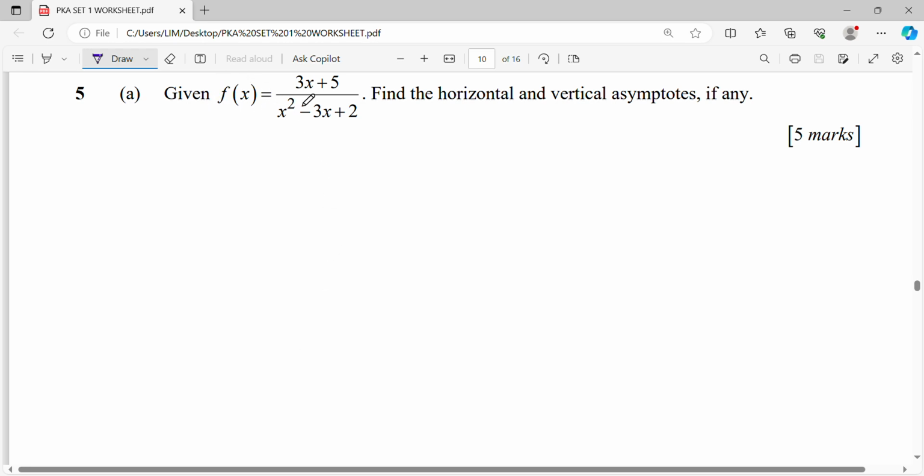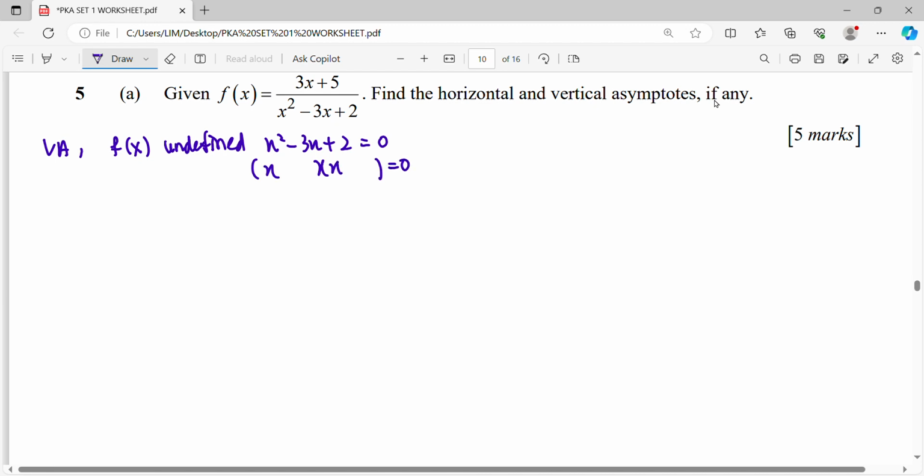Given here is a rational function, find our horizontal and vertical asymptote, if any. So to find the vertical asymptote, we will start with where the function is undefined. Since this is a rational function, the function will be undefined when the denominator equals 0. So we figure out the x values: x equals 1 and x equals 2. These two values can be our vertical asymptotes.